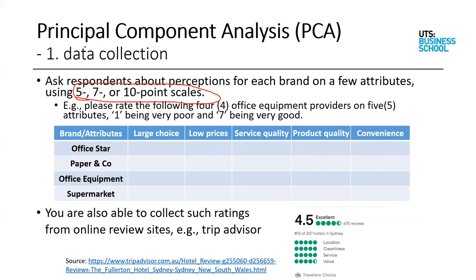And you ask the question in a similar manner: please rate the following office equipment providers on 5 attributes, 1 being very poor and 7 being very good. So these are the attributes given over here. Once you collect the data from, let's say, 100 consumers for each of these companies, then you take an average of each of these attribute ratings across the 100 consumers, and you can reduce that then to the average 2 dimensions and be able to look at perceptual maps.